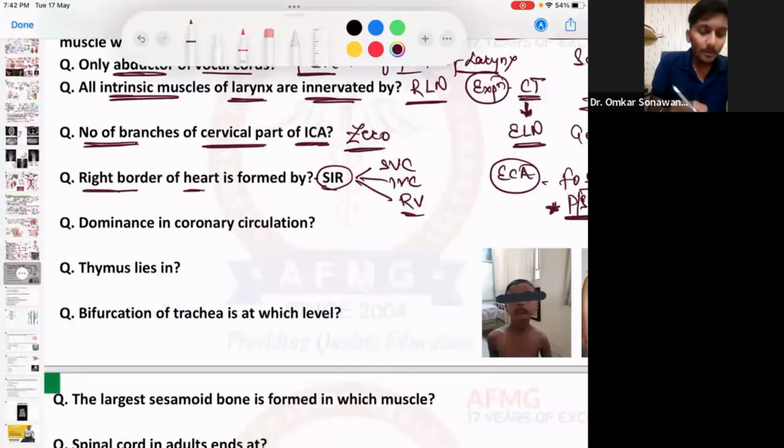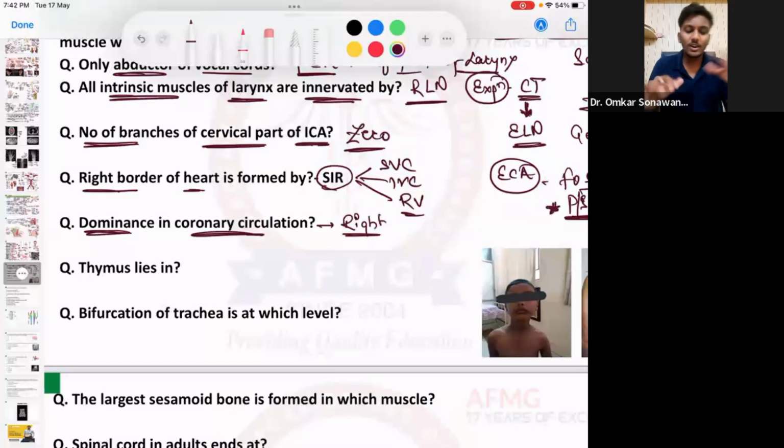So importance, dominance in coronary circulation is left or right? It is mainly commonly right. So कैसा dominant circulation होता है in humans? Right dominant circulation. Okay, the coronary circulation in humans is right dominant circulation in 80% of the cases.